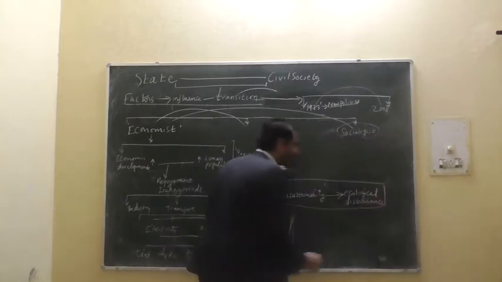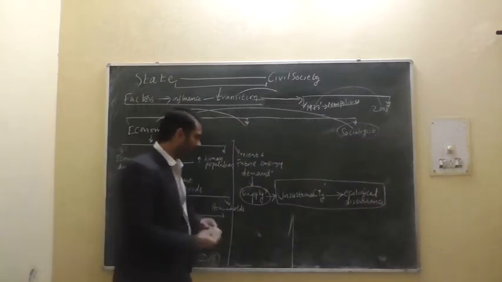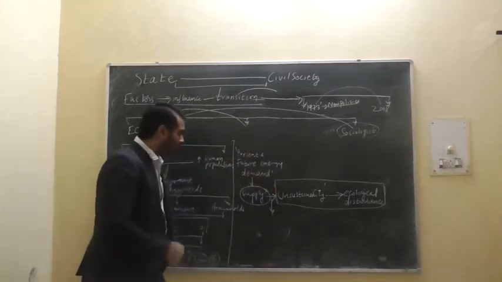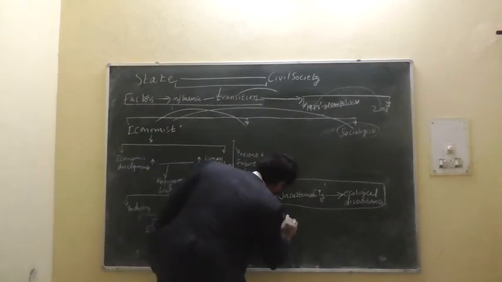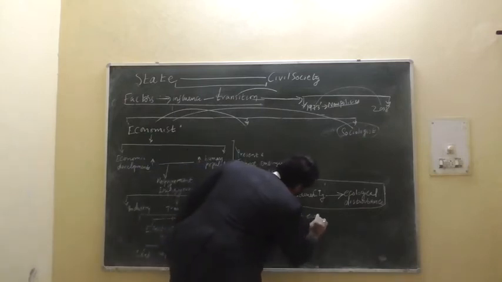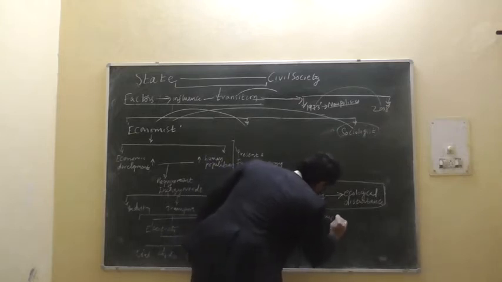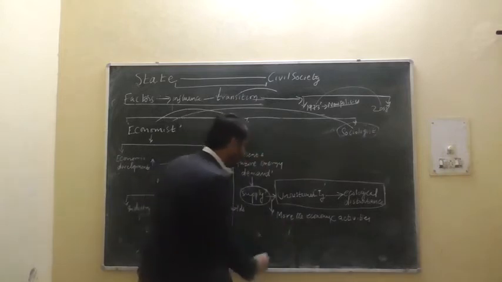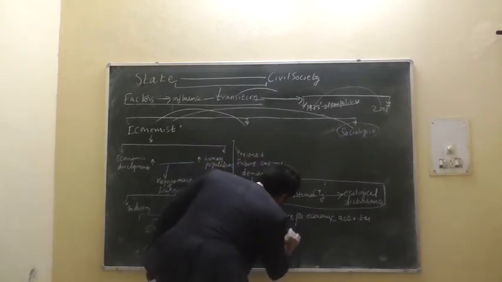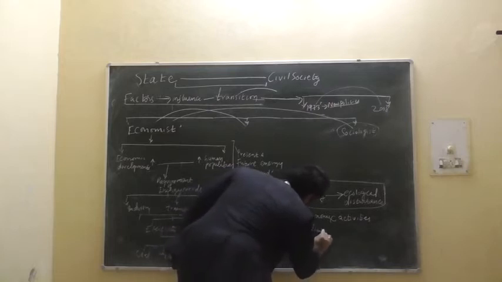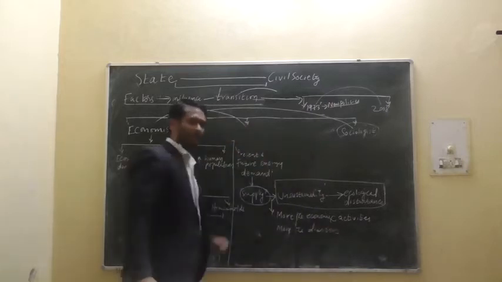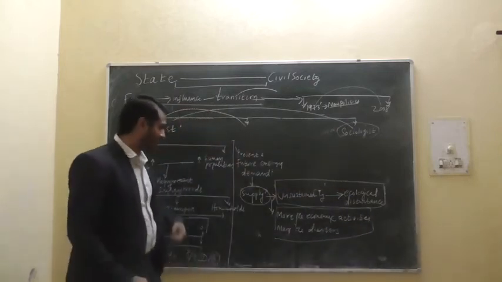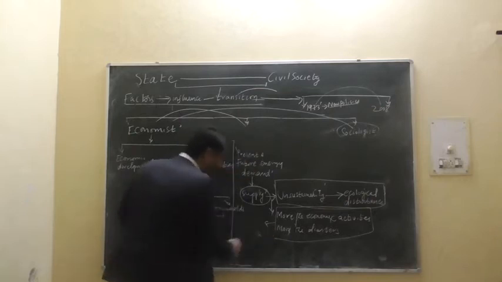So it makes them question, and primarily the question that comes to mind is: the more the economy, the more the economic activities or economic production and cycles, the more the disasters. So this is the primary equation, the primary understanding. They try to derive it, but at the same time they also answer this question.